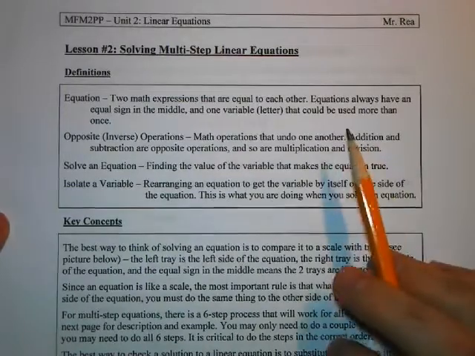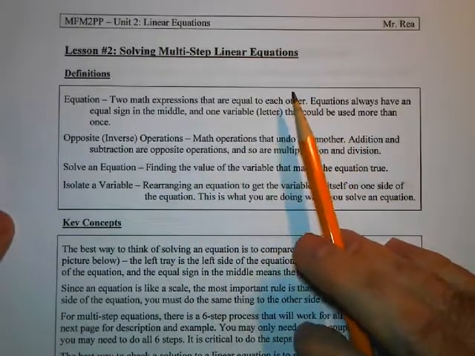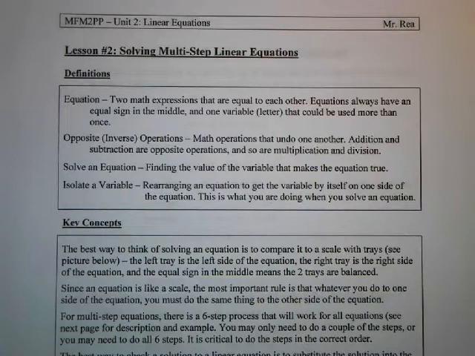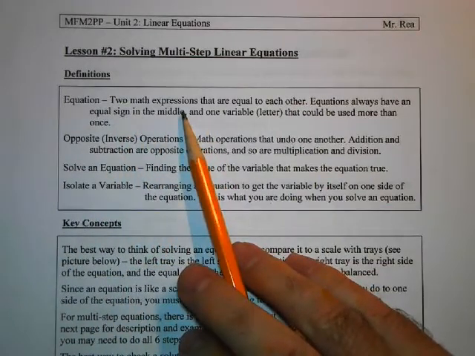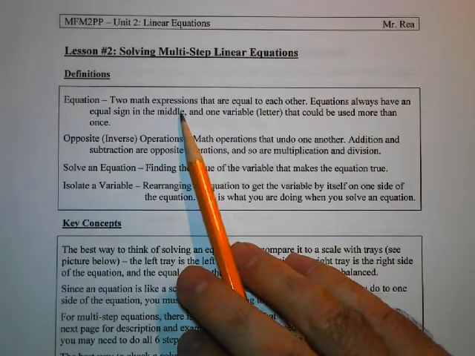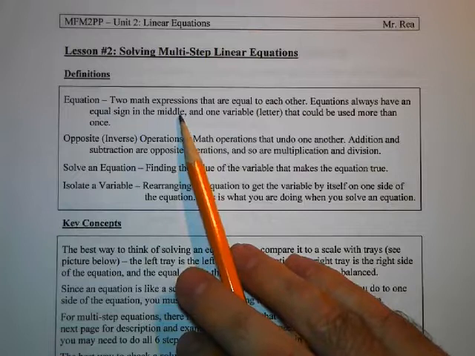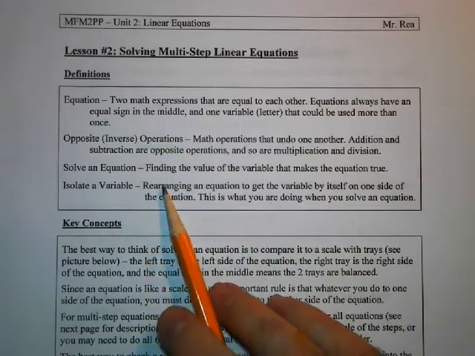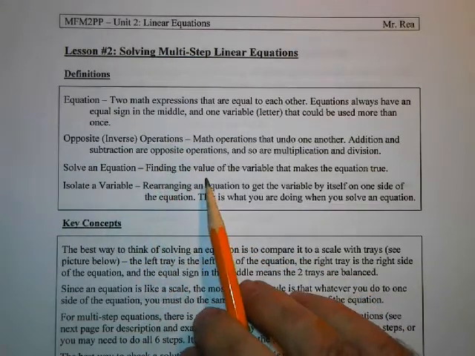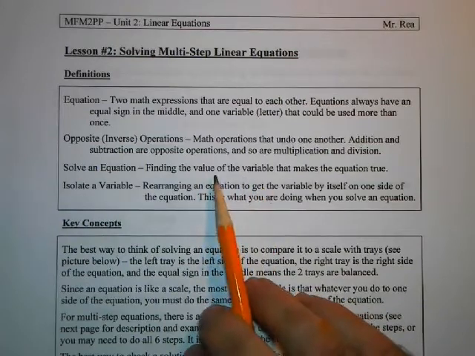So just a reminder of some of the important definitions. We're working with equations, so remember equations have a left side, an equal sign, and a right side. You've got a variable, normally it's x, which you may see once or more than once in the equation. And what we do with equations is we solve them. What does it mean to solve an equation? It means we want to find the value of the variable, usually x, that makes the equation true.